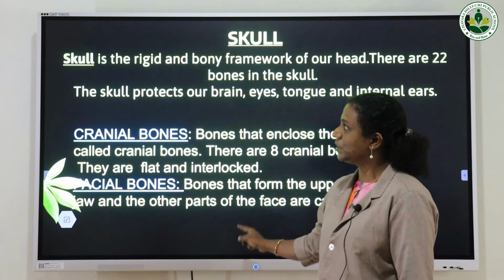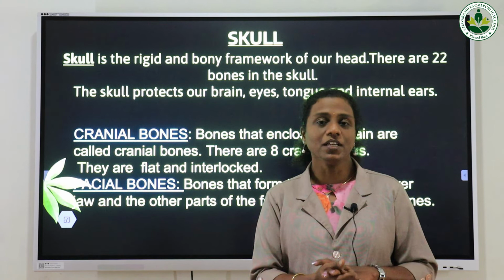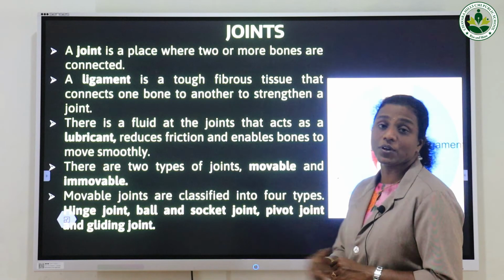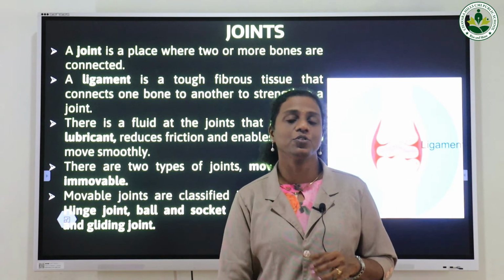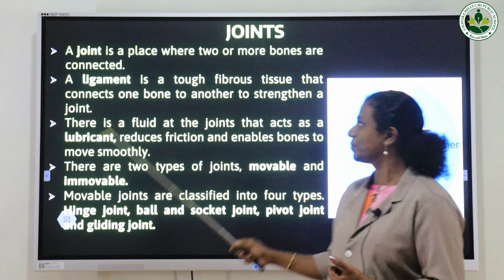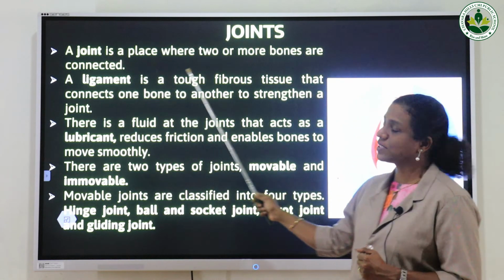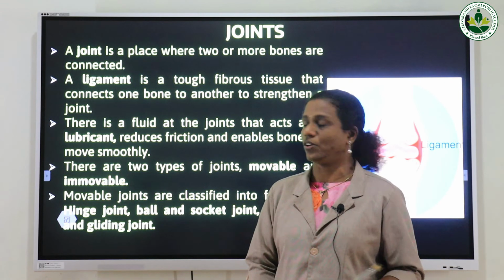I hope you understood the important points and questions from the first chapter. Let us go to the next chapter, the muscular system. Before that, one more point is there, joints. A joint is a place where 2 or more bones come together, connected together. So that is a question you can expect: what do you mean by a joint?